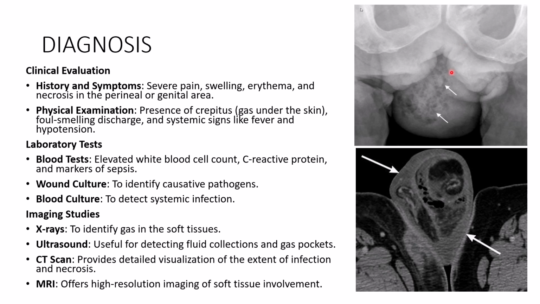An X-ray, over here you can see this is an X-ray. It's to identify the gas in the soft tissues. Over here you can see it's a gas over the soft tissues. Ultrasound is done only to find if there are fluid collections and gas pockets present. It is useful for detecting fluid collections and the gas pockets.